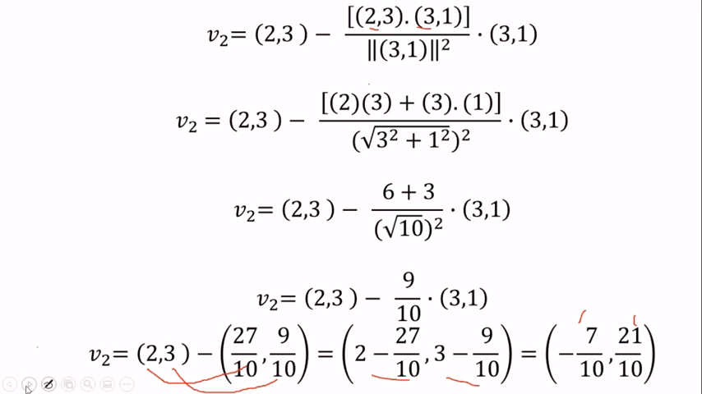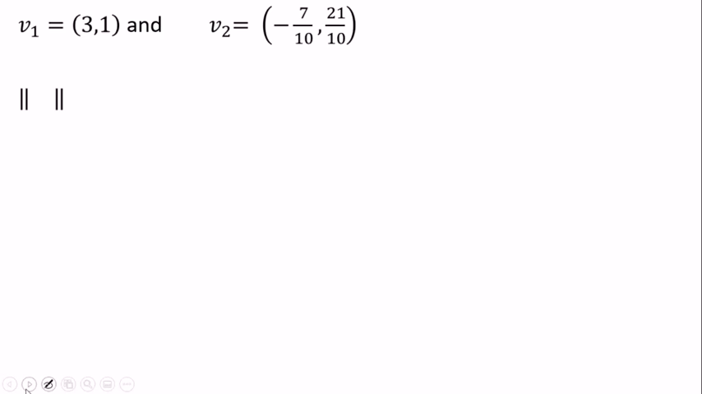So we got two orthogonal vectors v1 and v2 now. With the help of these two vectors, v1 is equal to 3, 1 and v2 is equal to minus 7 by 10, 21 by 10. Now we'll try to find out orthonormal vectors, that is q1 and q2 we are trying to find out. So what is q1? We know to get q1 we need norm of v1 and v2.